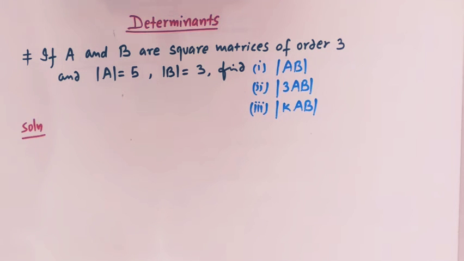Hello viewers, in today's class we are going to take up some important problems on determinants. Here we'll consider only square matrices, and we know that a matrix is said to be a square matrix if the number of rows and number of columns are equal. So here we'll solve this problem.